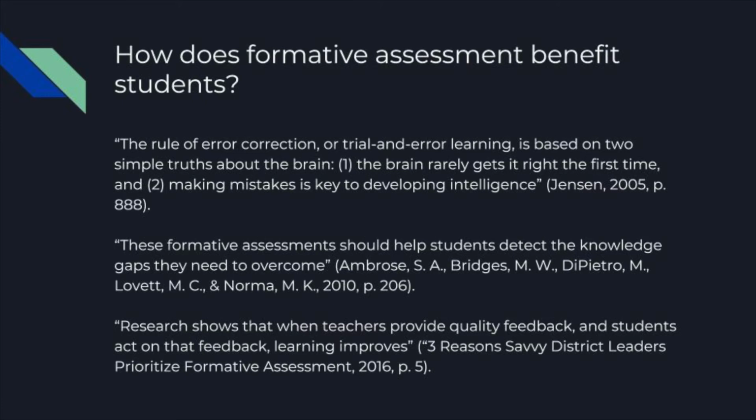First of all, we also know that brain research has become another very popular topic of conversation in the educational realm. And from that brain research, I got this quote from Jensen's book, Teaching with the Brain in Mind, where it says the rule of error correction or trial and error learning is based on two simple truths about the brain. One, the brain rarely gets it right the first time, and two, making mistakes is key to developing intelligence. Basically, our brain is built to learn from its mistakes.